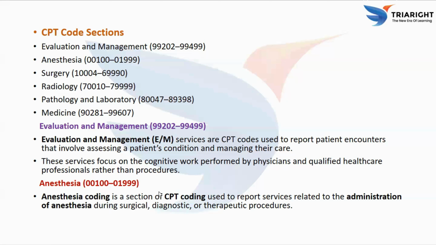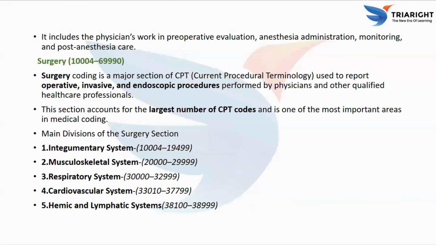So anesthesia. What does anesthesia coding include? Anesthesia CPT codes cover all the work done by the anesthesia provider, such as pre-operative evaluation, checking the patient before the surgery, administration of the anesthesia, giving anesthesia to make the patient pain-free, and monitoring during the procedure, like checking the vital signs such as heart rate, blood pressure, oxygen, temperature, and also the post-anesthesia care. So observing the patient after surgery until the recovery. Anesthesia code includes before, during, and after the anesthesia care.